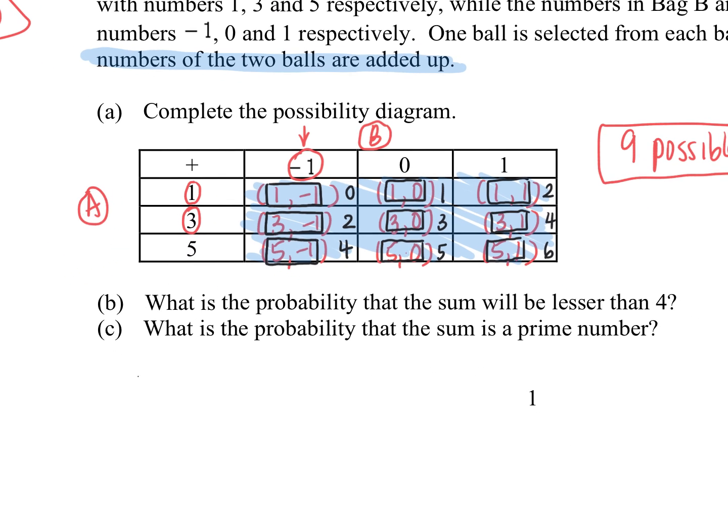So now they say, can you find the probability that the sum is lesser than 4? How many of them are lesser than 4? Which one is lesser than 4? 1, 2, 3, 4, 5, out of 9 of them. That's all. So as long as you do your possibility diagram properly, then your calculation will be easy.